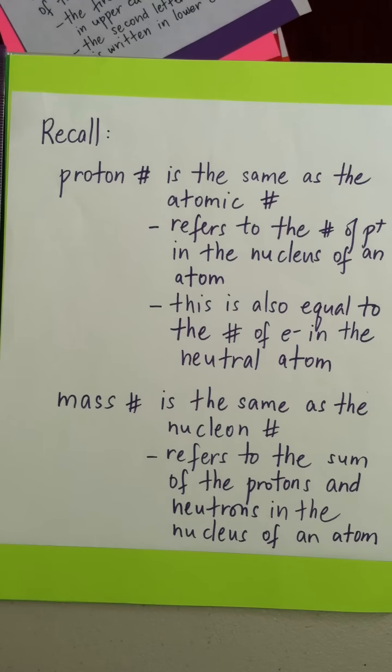All right, let us look at some definitions. Proton number refers to the number of protons in the nucleus of an atom. And this is the same as the atomic number. This is also equal to the number of electrons in the neutral atom. Mass number is the same as the nucleon number. It refers to the number of protons and neutrons in the nucleus of an atom.